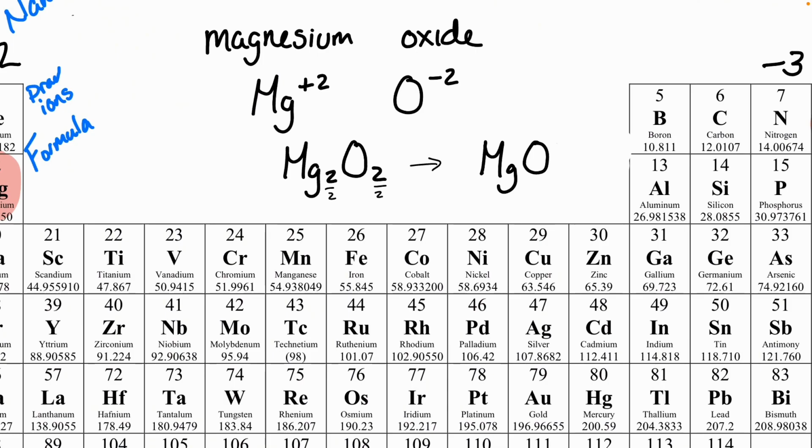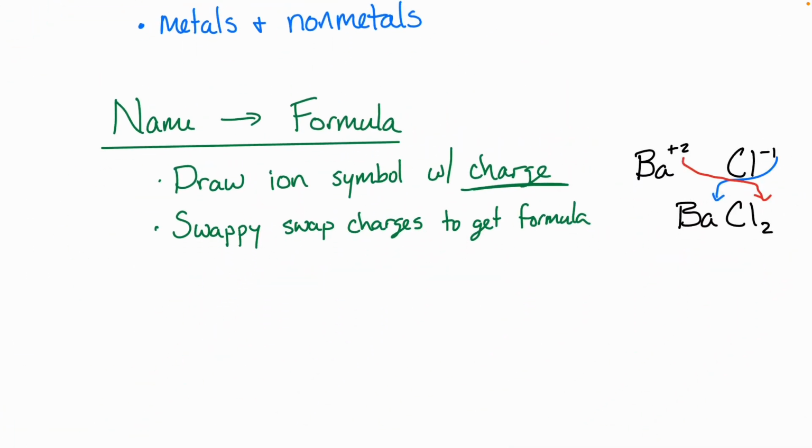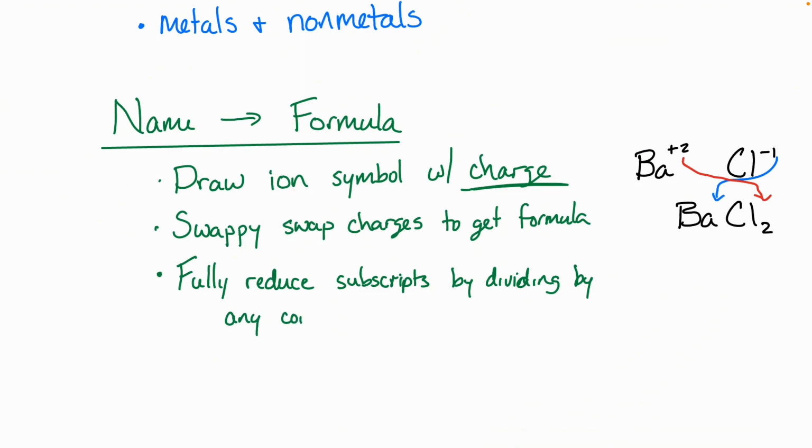So we got one more step here, and this is kind of a special case. It's not going to be something you have to worry about all the time, but if those charges have any common factors, you got to fully reduce that formula. All right, so on our list of things to do here, let's just say, after we do our swappy swap, we're going to fully reduce our subscripts by dividing by any common factors.